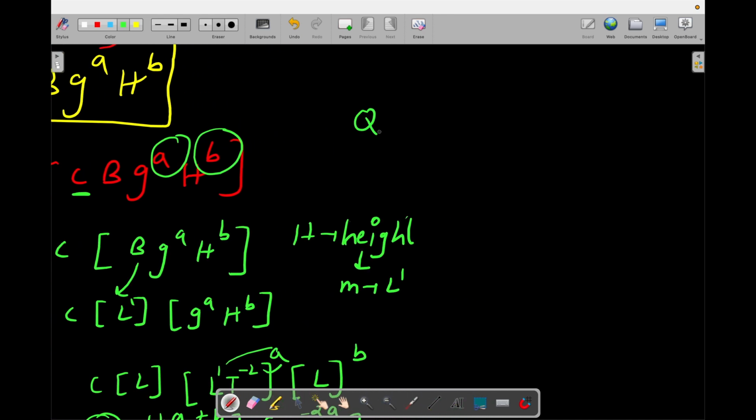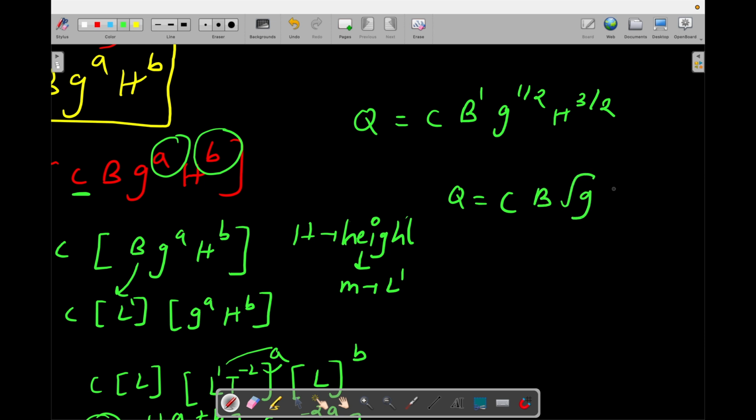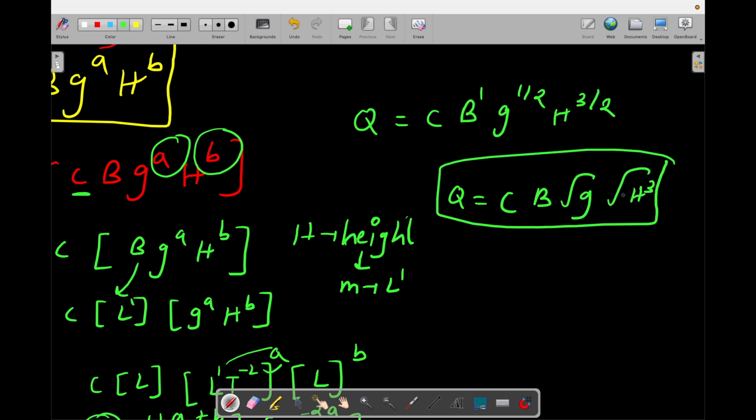So now you can write Q as c b power 1, g power 1 by 2, and h power 3 by 2. So Q can be written as some constant c, b, root g, and root of h cube. This is the relation we need for finding Q.